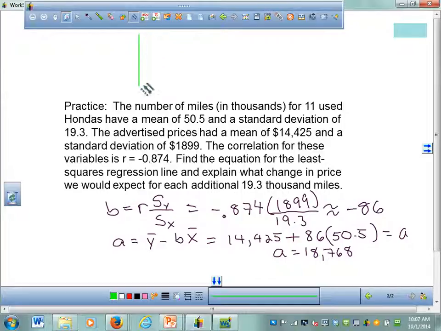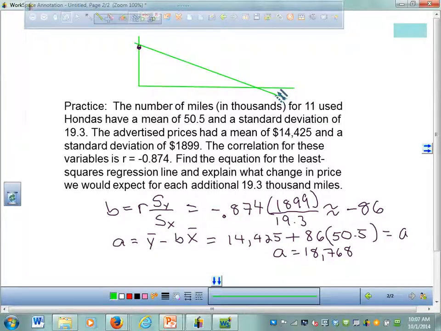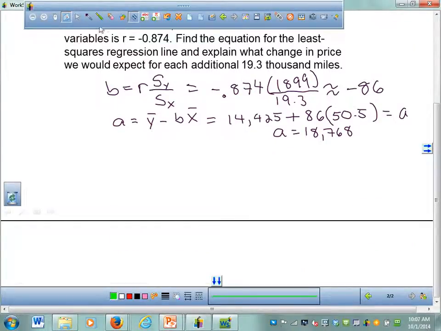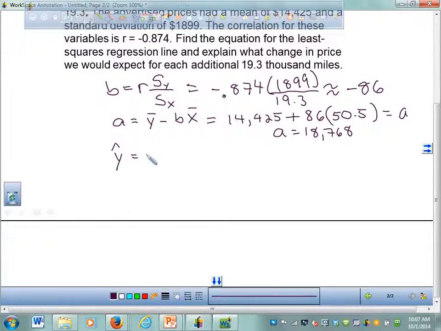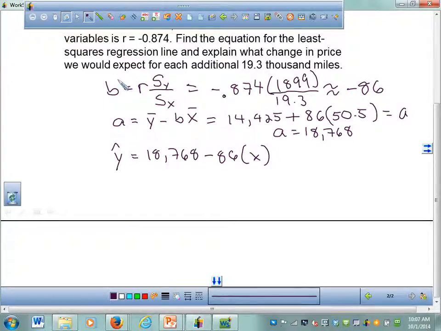Because if I were graphing this, this is going to be a negative correlation, right? Because as the mileage goes up, the price goes down. Yes? That's why. So now, using these numbers, I can write the equation of the least squares regression line as y hat equals A, which is 18,768, minus 86 times x, right? And that's the equation of your regression, okay? And find the equation, so we did that, okay?